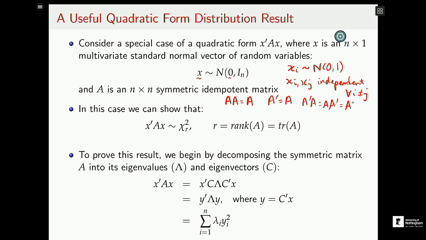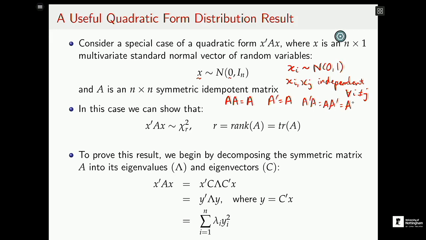Now what we're going to show is that in this particular case, the quadratic form X transpose AX follows a chi-square distribution with R degrees of freedom, where this R, the number of degrees of freedom, is equal to the rank or the trace of the A matrix, the matrix in the middle of the quadratic form. And this is a useful result. This will become one of our building blocks when we derive t-tests and f-tests, when we get onto the regression analysis. So that's why it's useful. Let's see where it comes from.